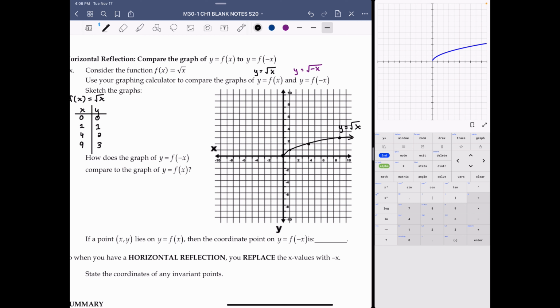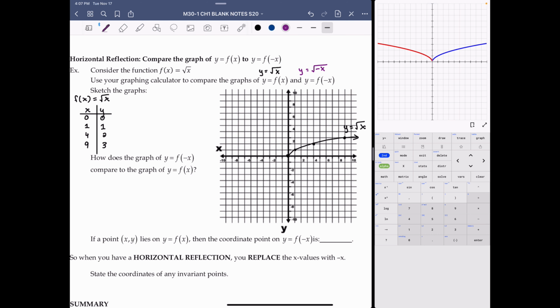Next, y equals the square root of negative x. Let's go back to our y equals. Go down to y2 and enter the square root of negative x. Graph that, and this is the function we see. We can also do a table of values for this one. F of negative x, which equals the square root of negative x, x and y.